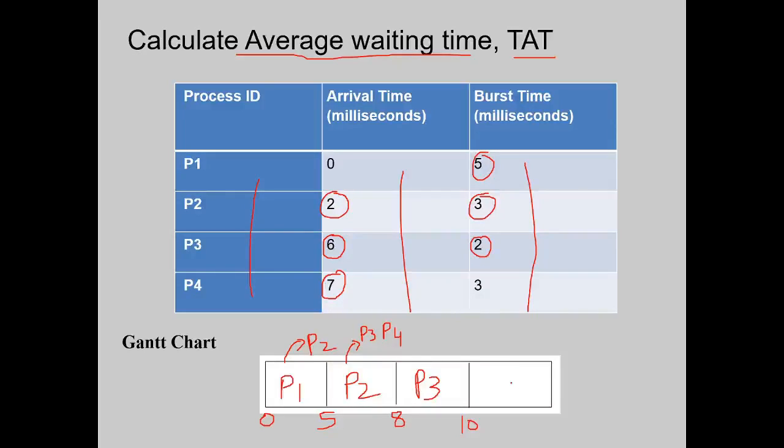Now next process, that is P4. P4 is going to run for 3 units. So 10 plus 3, how much? 13. So this is the chart of CPU allocation of the processes. Now form the table.